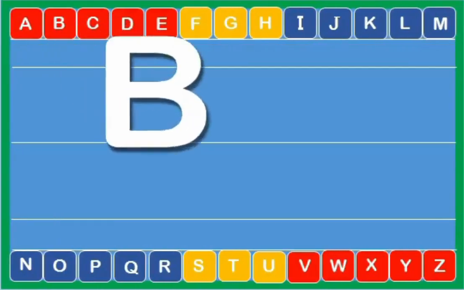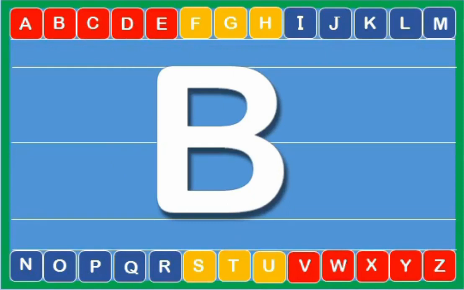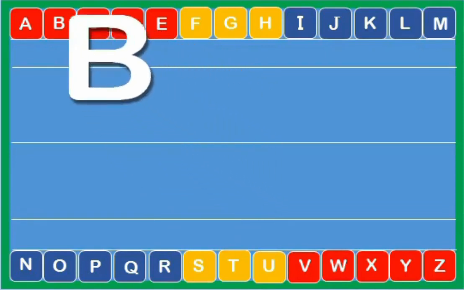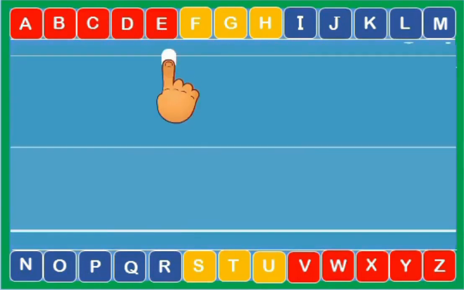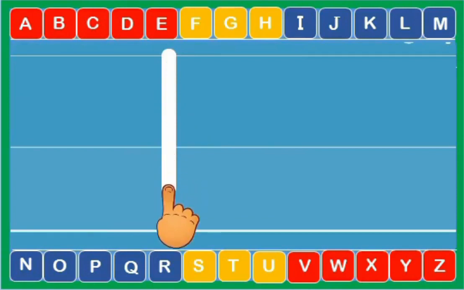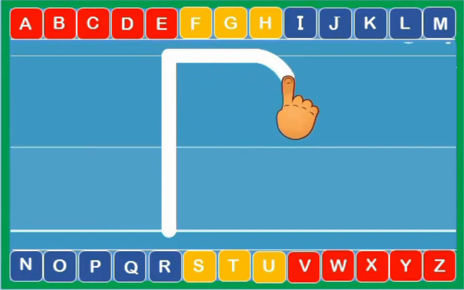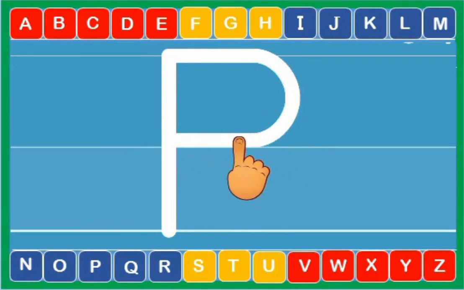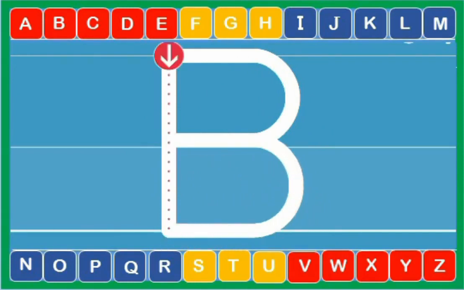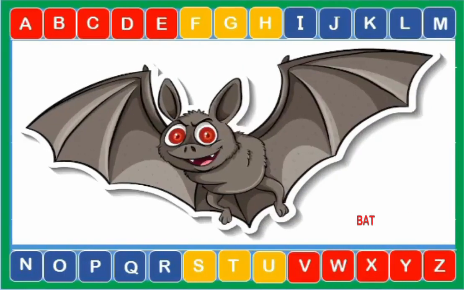Next is letter B. A stroke down, upper right curve, and lower right curve. B for bat.